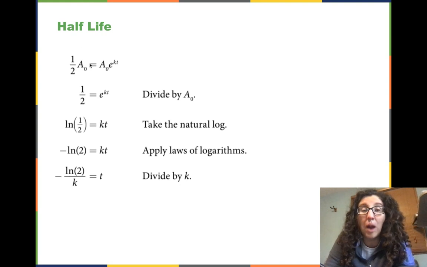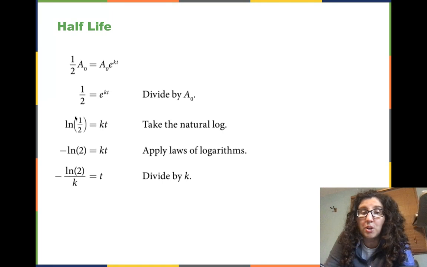Well, when T equals the half-life, how much do we have? We have half of what we started with. If A0 is what we started with, now we have half of that, right? It doesn't matter how much we started with, and that's good because that divides out. We're left with 1/2 equals e to the kt.